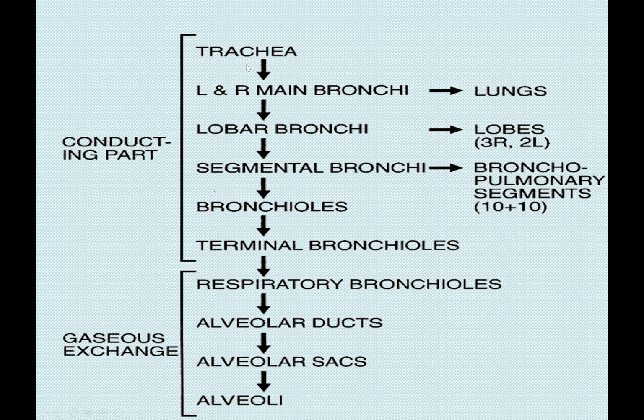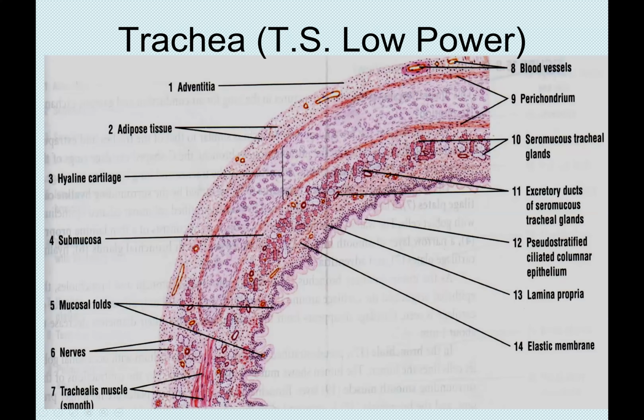Okay, so the trachea all the way to the terminal bronchi is the conducting part. And then the respiratory bronchi to the alveoli is the gaseous exchange, or the respiratory part of the respiratory system. So now we are going to begin the main histology.